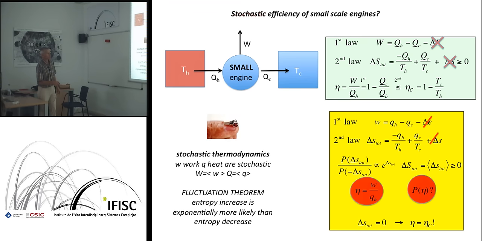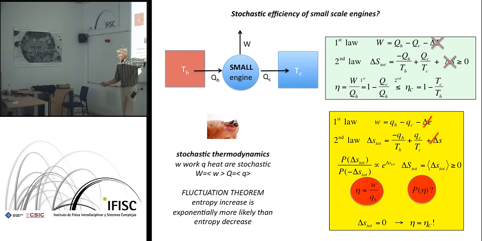And the system entropy. Now, this quantity here does not obey this inequality in general, because it's a fluctuating quantity. It only obeys this, if you look in the textbooks, on average. But what have people discovered over the last decade or so? That the second law is replaced by a symmetry property for the probability distribution. The symmetry property is called the fluctuation theorem.